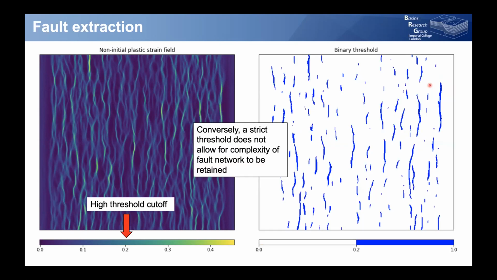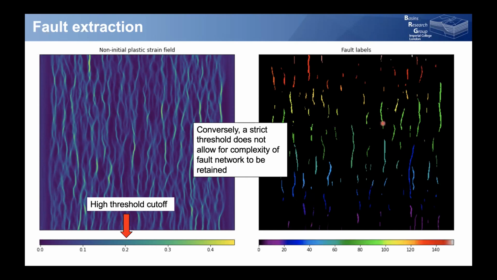On the other hand, if you use a high cutoff point, we do get these individual fault labels, but it's only really picking up the highest points of strain, and you're really missing out on a lot of the interaction from the rest of the fault network.